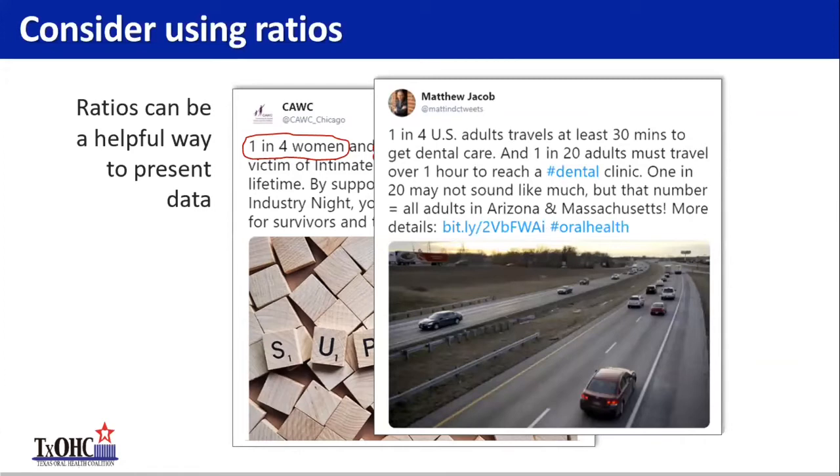Likewise, I stumbled on a study recently that I thought was really interesting and helpful to understand the access barriers that exist in oral health. And so one of the ways I tried to put it in context was to use this statement. 1 in 20 may not sound like much, but that number equals all adults living in Arizona and Massachusetts. So I don't know that how well that's going to work with everybody, but I think sometimes it pays to try and find different ways, alternative ways to express data as opposed to just saying, 6% or 5%.